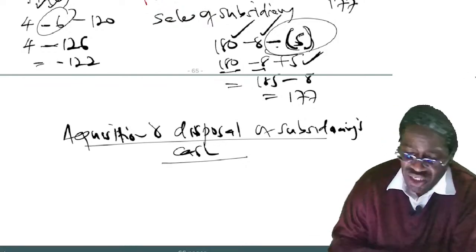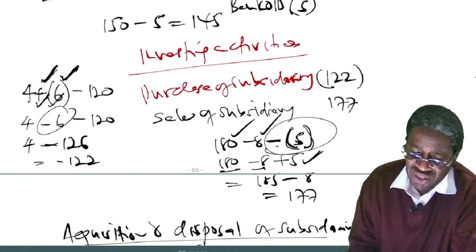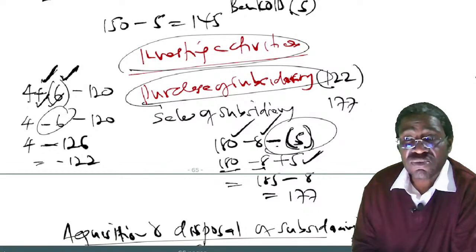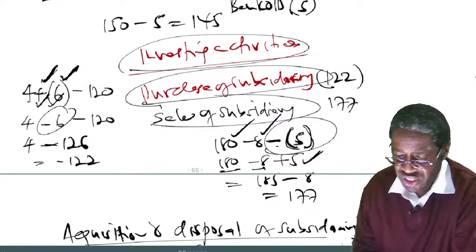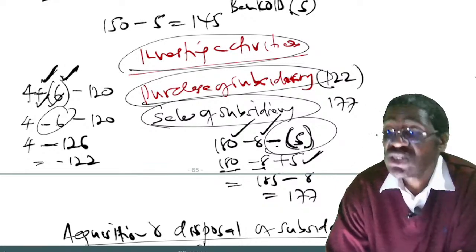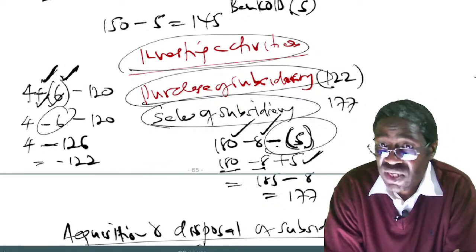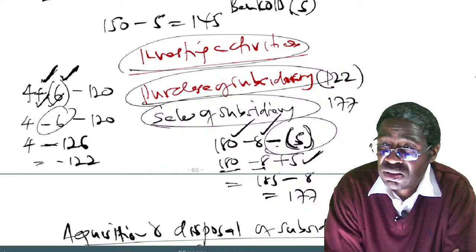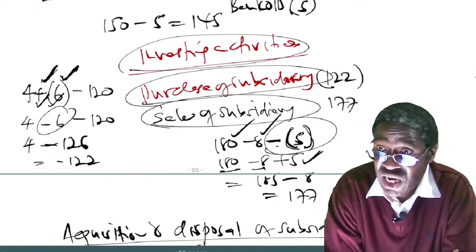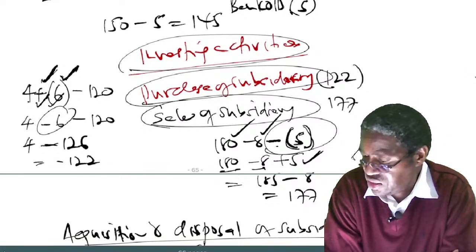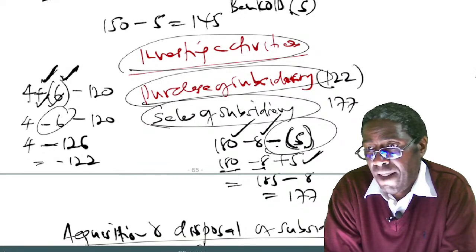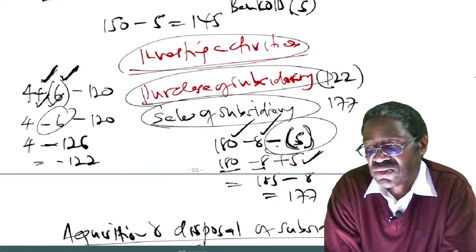That is the one we are showing here, among the investing. Either you will have an item called purchase of subsidiary, or you will have an item called sale of subsidiary. That's the one I'm saying should be shown separately in the cash flow statement among the investing activity items. Good.